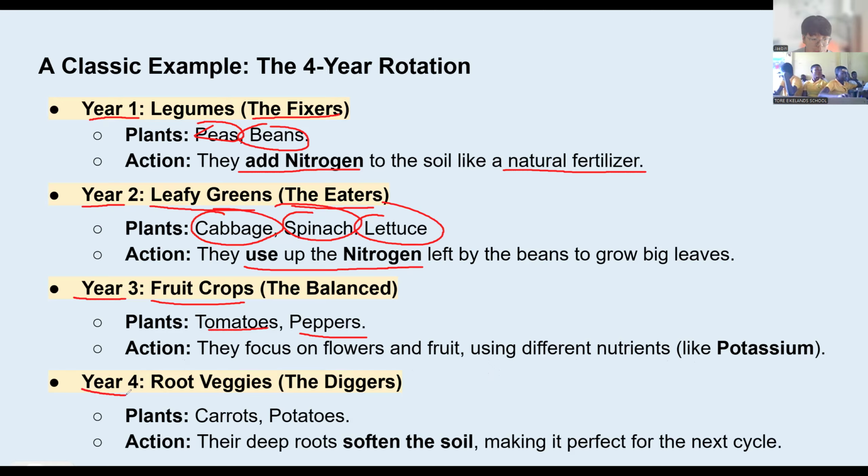And finally, in year number four, here come the root vegetables, or they're called the diggers. They're plants like carrots, potatoes, and cassavas, and their deep roots soften the soil, and it helps continue the cycle. So next year, we'll plant the legumes again, and then the cycle continues.